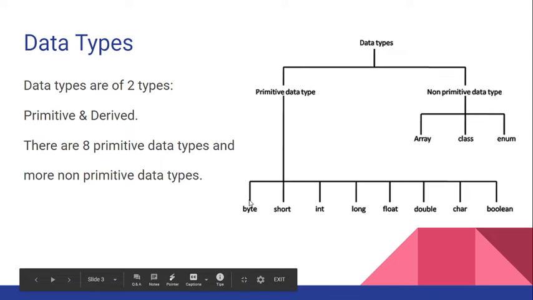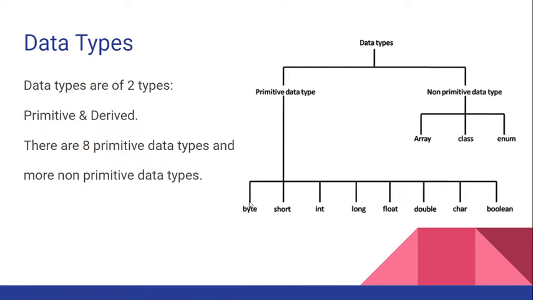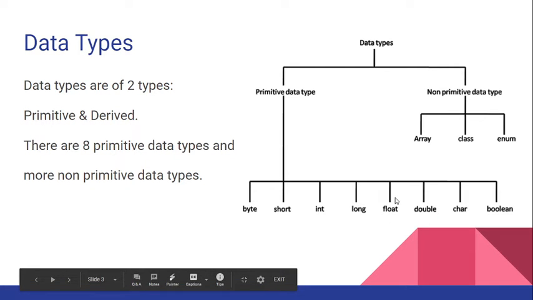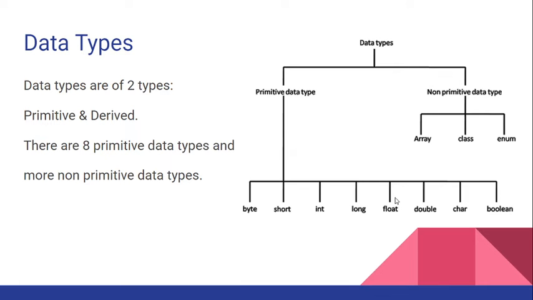First is byte. Byte is used for 2-digit or 3-digit numbers. Short is used for smaller numbers, up to 5 digits. Int is used for somewhat larger numbers, up to 7 digits. Long is used for numbers like mobile numbers or numbers with more digits. Float is for decimal numbers like 7.9. This is a float data type. Float and double both are for decimals. Float can store up to, I think, 4 decimal points, and double a bit more than that.